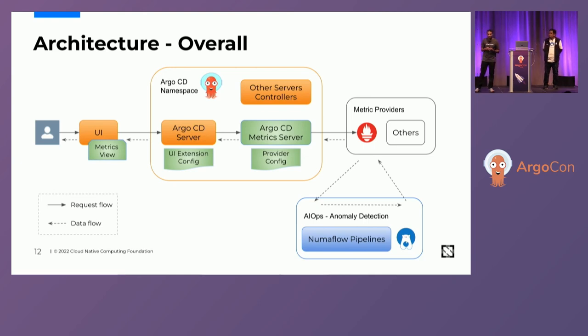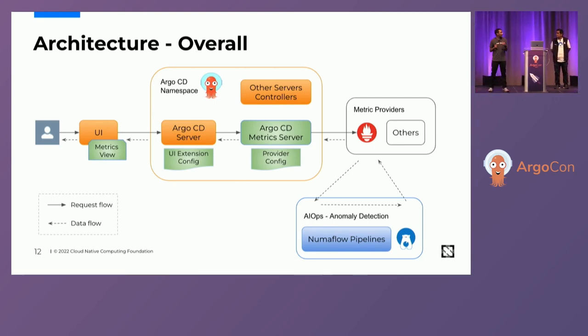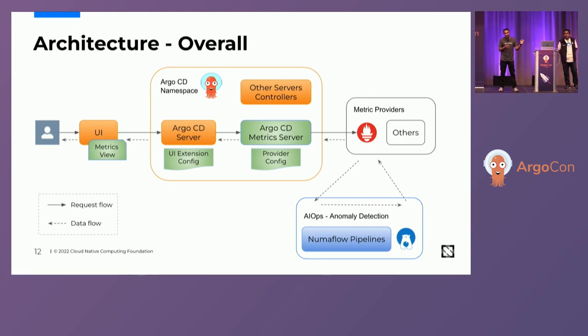The Argo CD metric server has the configurations of all the metrics views and so forth, and it also acts as a proxy to the metrics provider. We use Prometheus, but it could be others, like Wavefront, Datadog, whatnot. This makes the data available to the UI. The UI gets the data through this request flow and data flow.